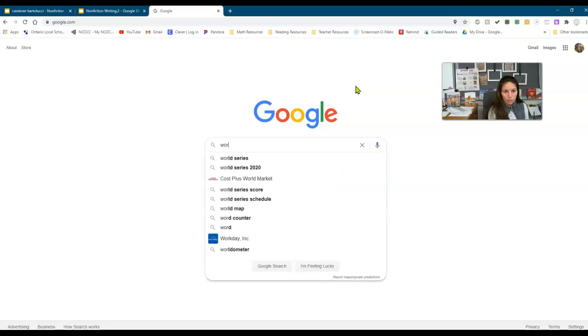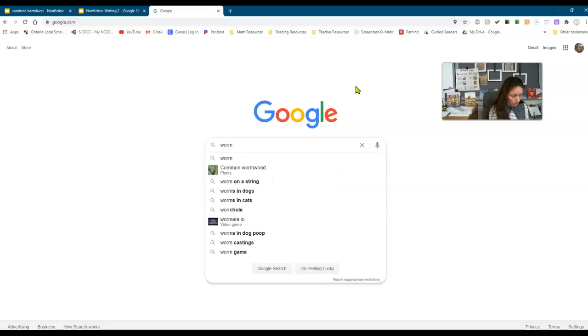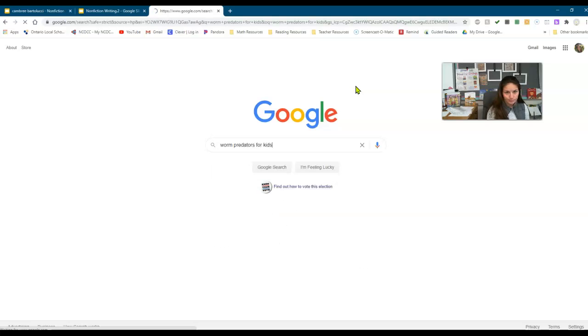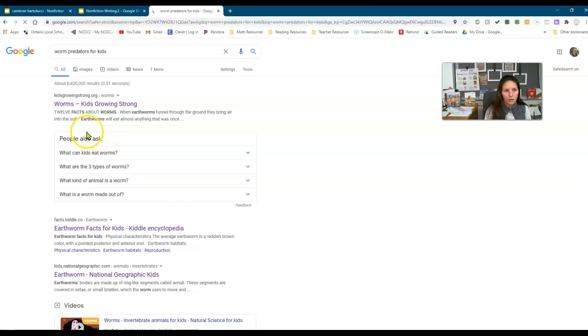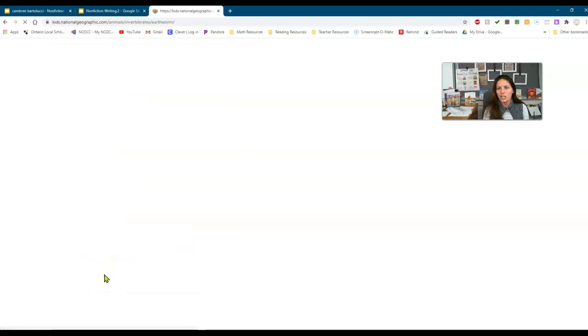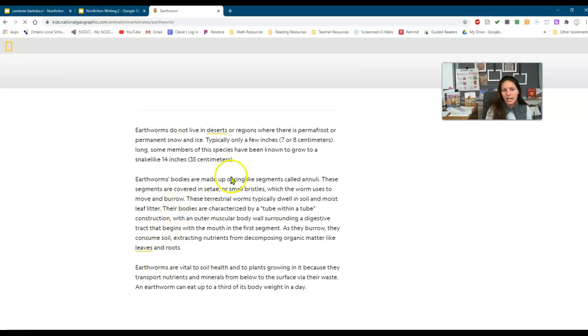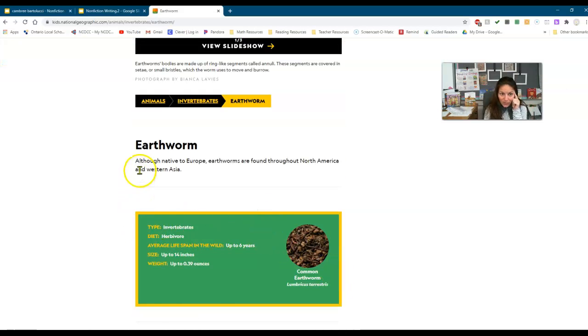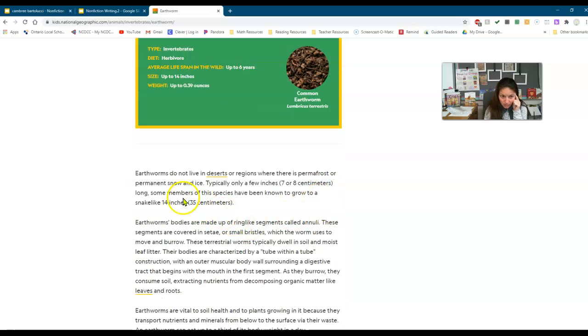So mine would be searching worm predators for kids. So here it says worm facts for kids. Here's earthworm, National Geographic Kids. Remember we talked about that would be a good one to look for. And we have to use our eyes and we have to skim through and try to find information on it. So I don't see any yet.